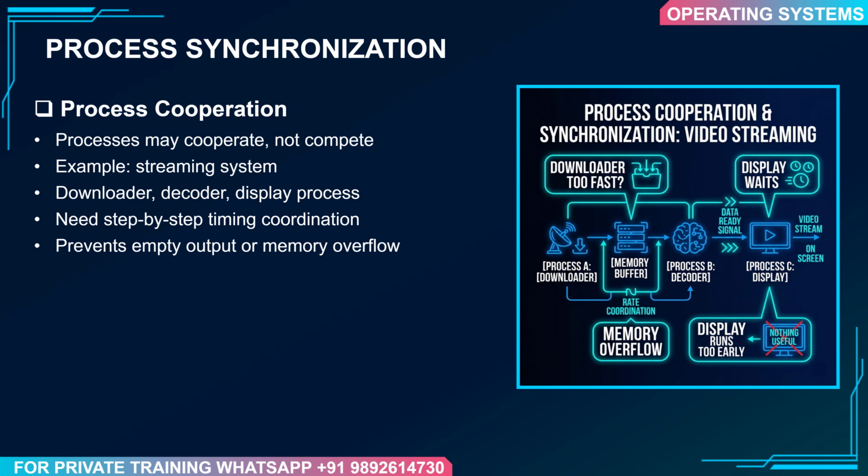Synchronization is also essential for process cooperation. Not all processes compete. Many need to work together in sequence. Imagine a video streaming platform. One process downloads video data, another decodes it, and another sends it to the screen. If the display process runs before data is ready, nothing useful happens. If the downloader keeps sending data faster than others can handle, memory may overflow. So processes often need timing coordination, not just protection. One process may need to wait until another finishes a step. Synchronization helps organize such teamwork.